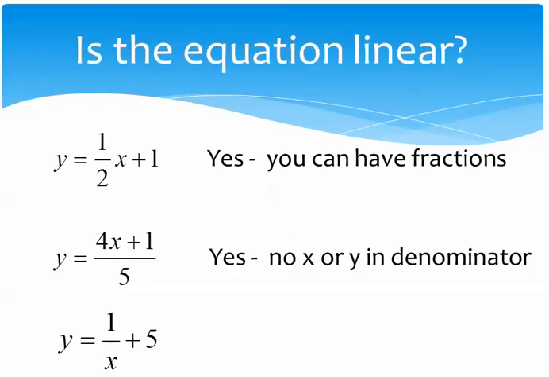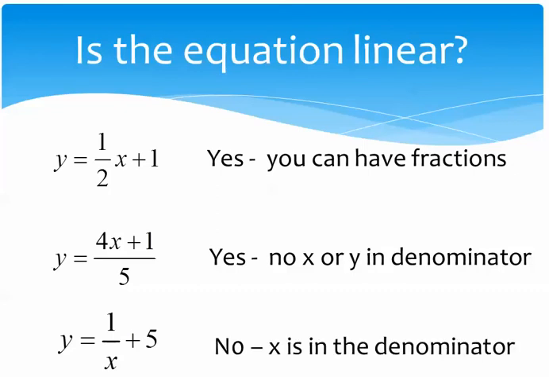And so is the second one for the same reason. You can have a fraction just as long as there's no x or y in the denominator. So the last one is not a linear equation because it does have an x in the denominator. Okay, so we can tell just by looking at an equation if it's linear or not.